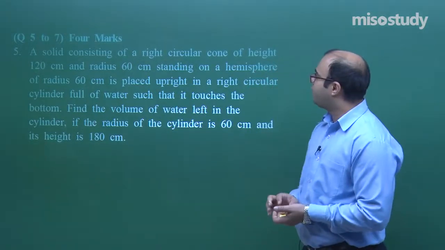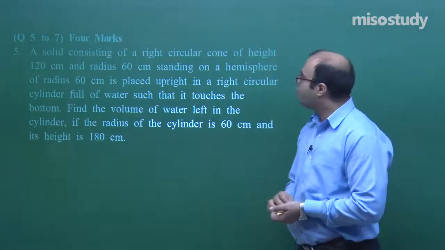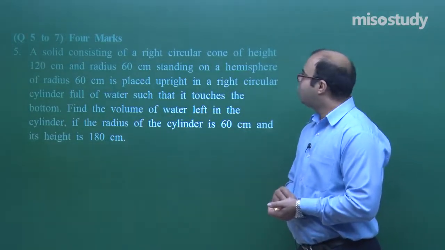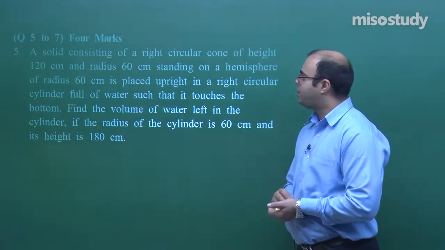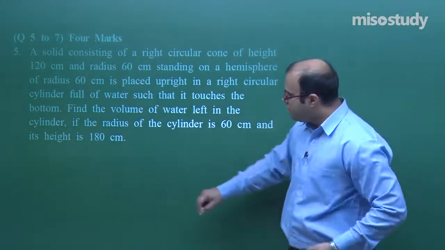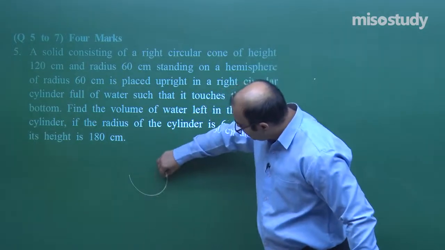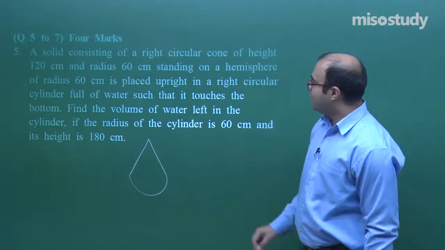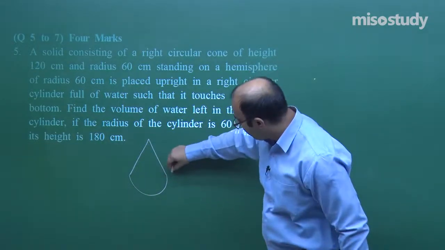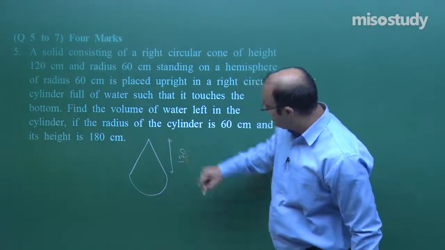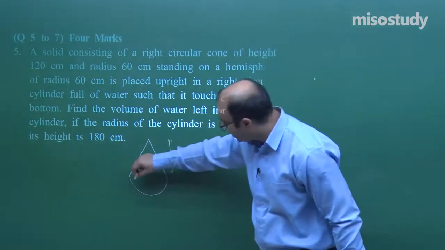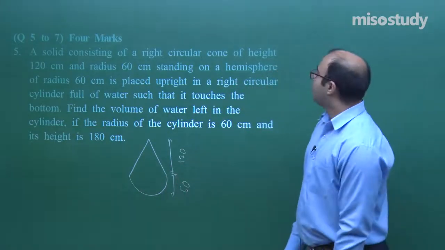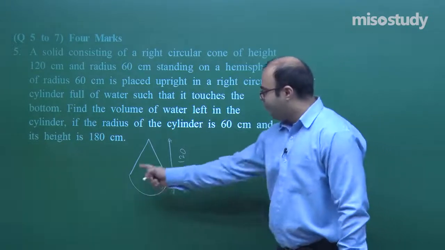A solid consists of a right circular cone of height 120 centimeter and radius 60 centimeter, standing on a hemisphere of radius 60 centimeter, and is placed upright in a right circular cylinder. So first there is a cone at the top with a hemisphere at the bottom. The height of the cone is 120 centimeter and its radius is 60 centimeter. And the hemisphere is also having radius 60 centimeter.